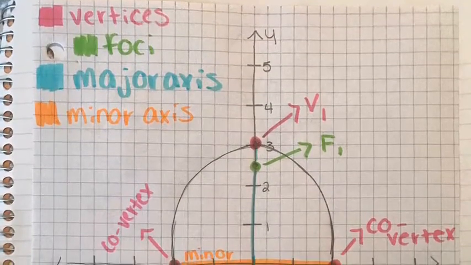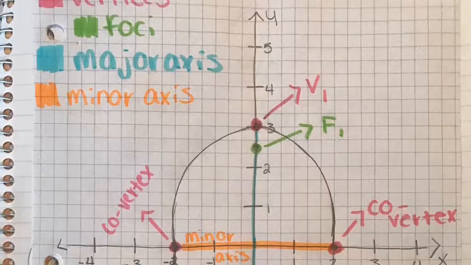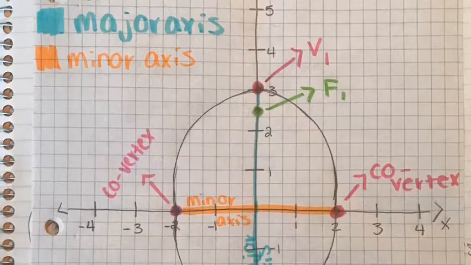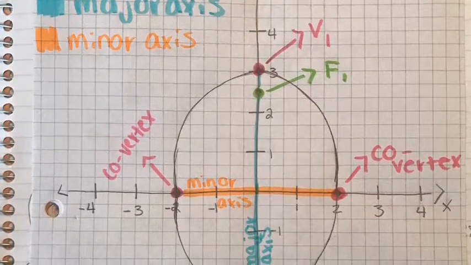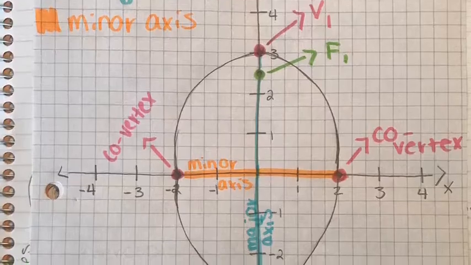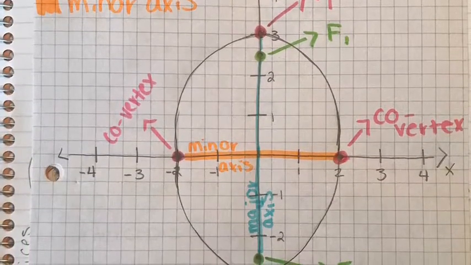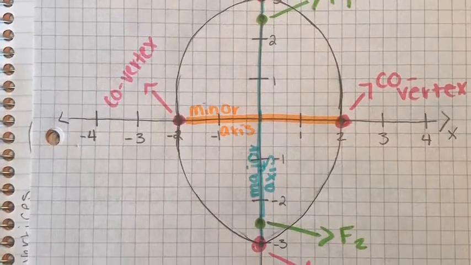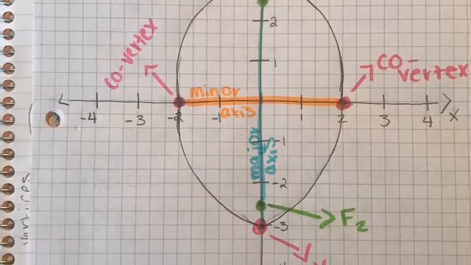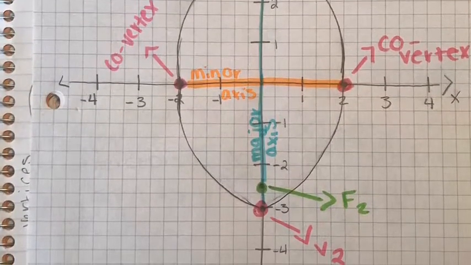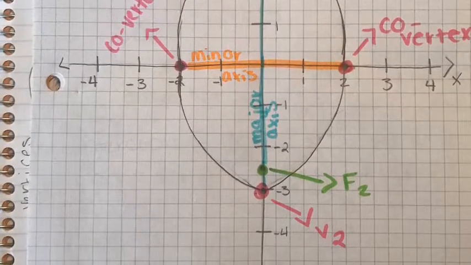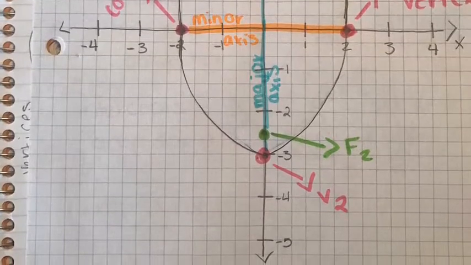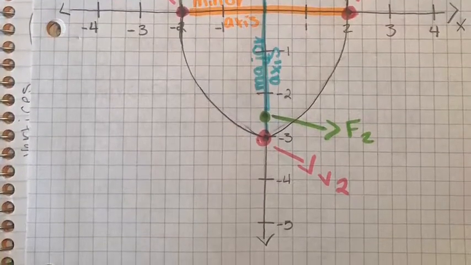Finally, you graph. So you plot the origin, 0, 0, then F1, which is 0, square root of 5, or 0, 2.24. And then you do F2, 0, negative square root of 5, or 0, negative 2.24. Then you would plot all the vertices. So V1, 0, 3, V2, 0, negative 3, the left co-vertex, negative 2, 0, and the right co-vertex, 2, 0. In this particular ellipse, the minor axis is the x and the major axis is the y.